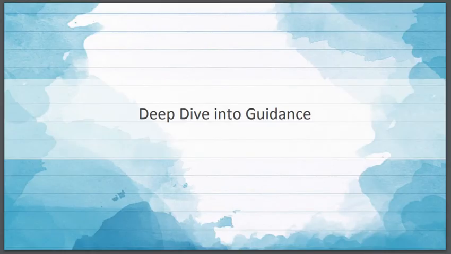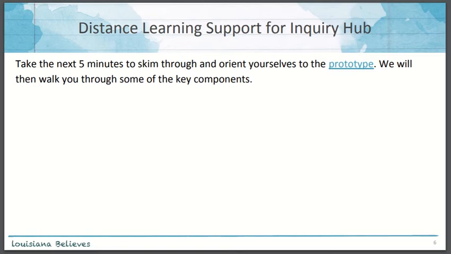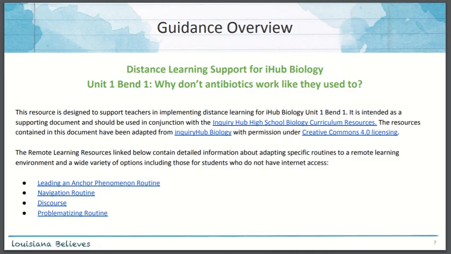We'll now take a closer look at the guidance document for the prototype unit. This would be a good time to pause and skim through the prototype unit linked within this PDF on your own. We'll begin with the guidance overview. This section contains links to the inquiryHub resources for the unit, as well as remote learning resources aimed specifically at inquiryHub routines. This will allow teachers to make adjustments based on their individual school learning environment and the needs of their students.